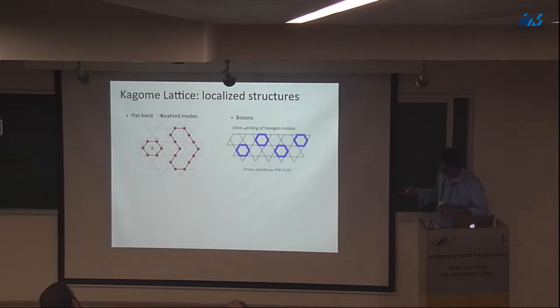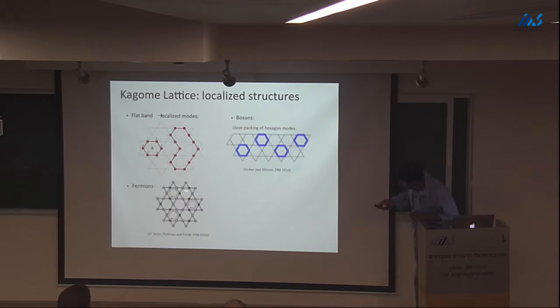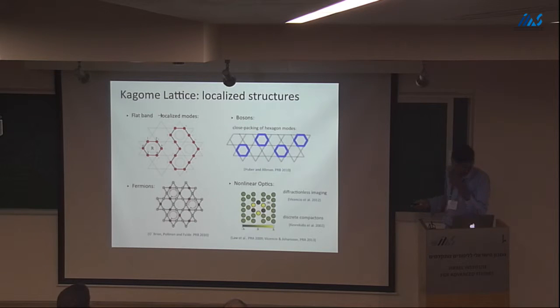Now, if you were to look at interacting bosons in a different context, you'll find close packing of hexagonal modes. You can find this in this paper. Or if you have 1/3 filling of interacting fermions on this Kagome lattice, you will see again localized modes. And finally, if you go to nonlinear optics, again on a Kagome lattice, you can see localized structures including compactons and some others. So basically, Kagome lattice prefers hexagonal kinds of localized modes, and that will become interesting as we go along analyzing this.